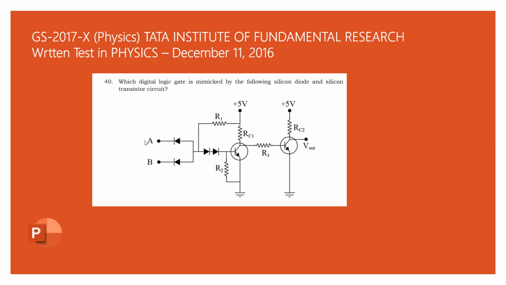Now if any one of A or B is low. So suppose A is low or B is low. In that condition, what will happen? This power supply will make this diode forward bias. So once this is forward biased, this circuit gets completed, and now all the voltage will be used here.